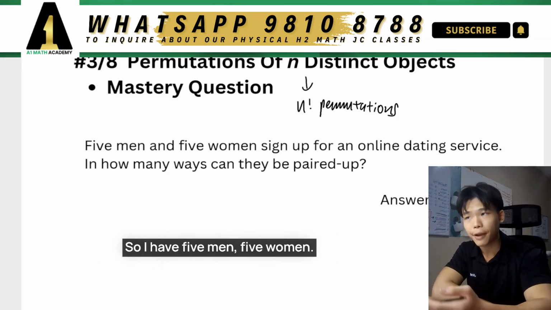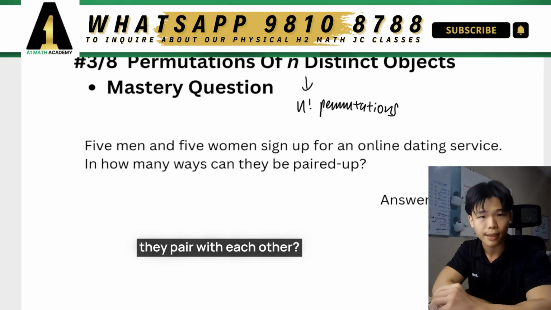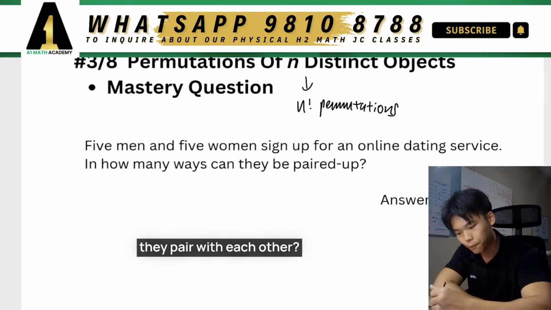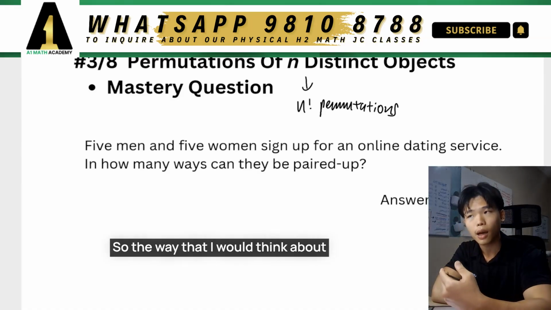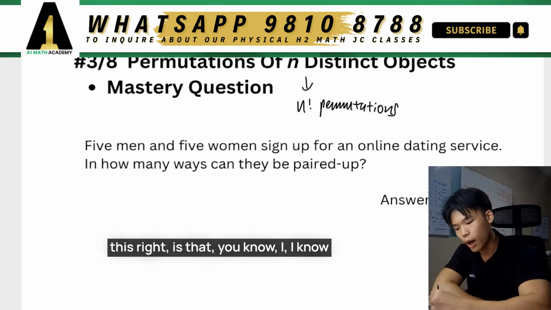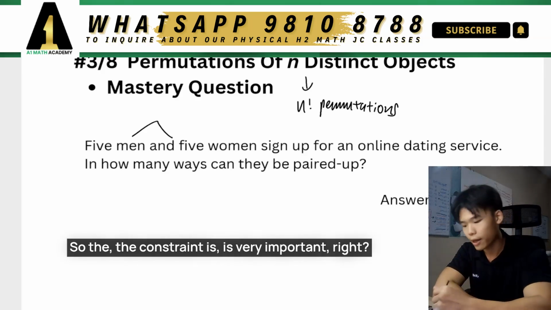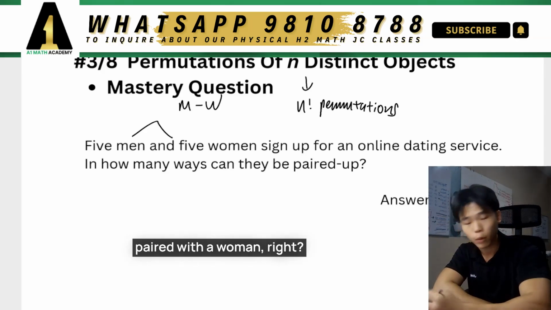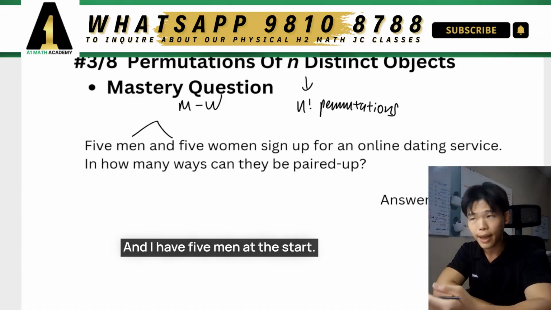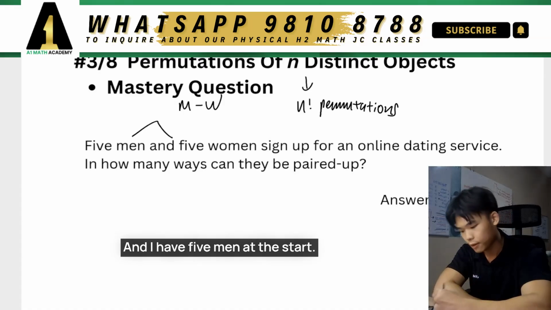So I have 5 men, 5 women. How many different ways can they pair up with each other? So the way that I would think about this, right, is that I know the constraint of the question. So the constraint is very important, right? I know that a man must be paired with a woman, right? Definitely. And I have 5 men at the start, right?